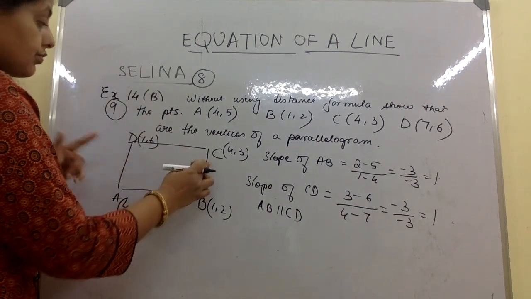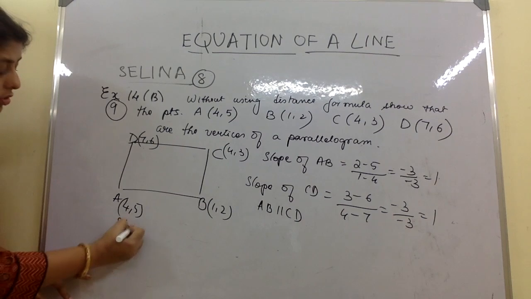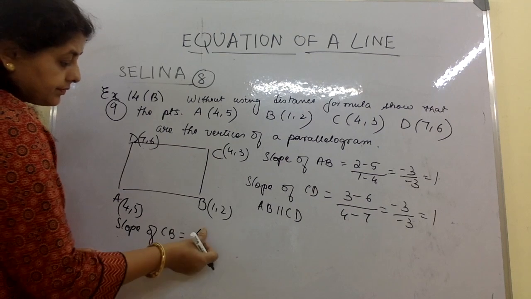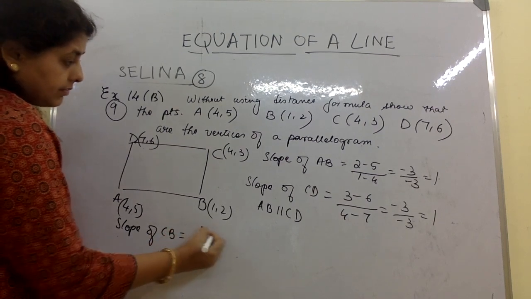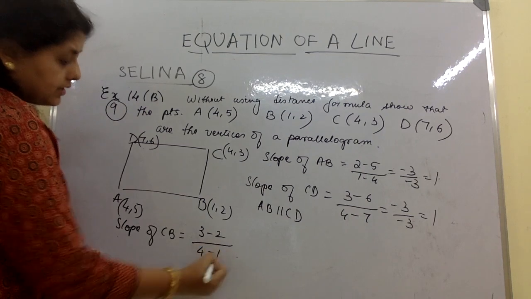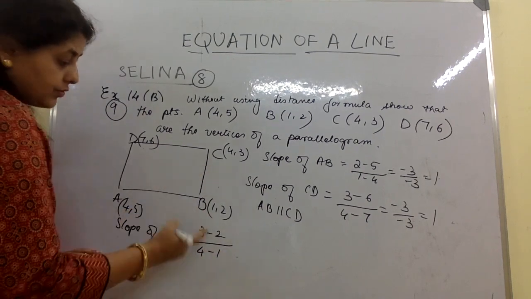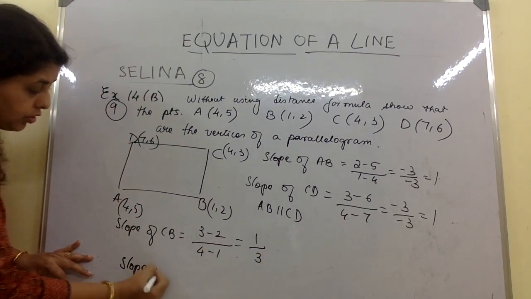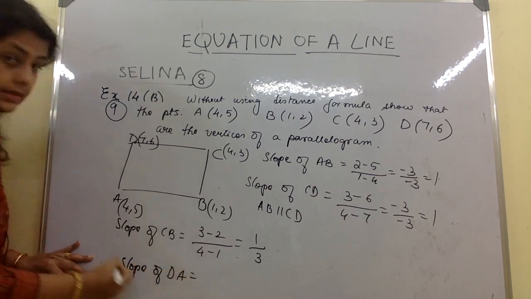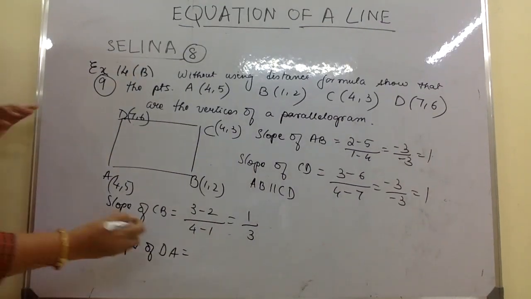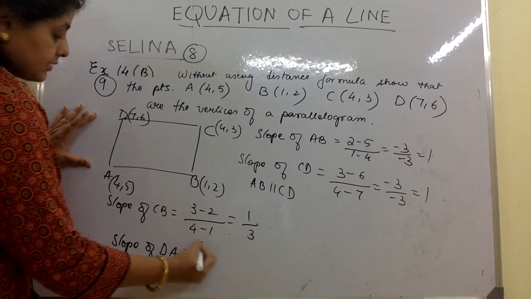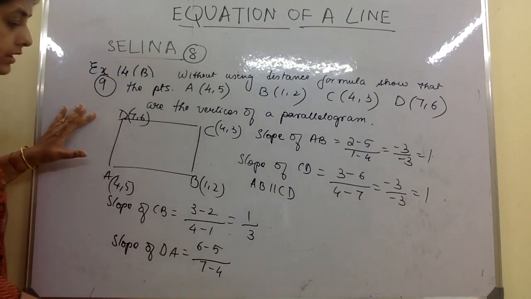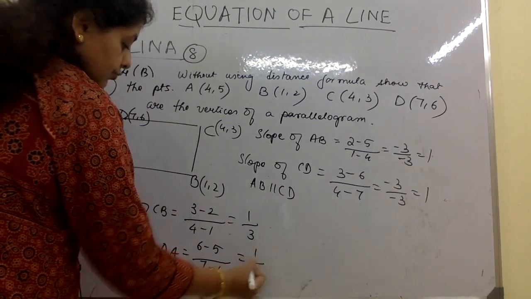So I have to prove these two. Okay. So slope of CB or BC is 3 minus 2 over 4 minus 1, which is 1 by 3. Okay, now slope of DA is equal to 6 minus 5 over 7 minus 4. Okay, and that is equal to again 1 by 3.